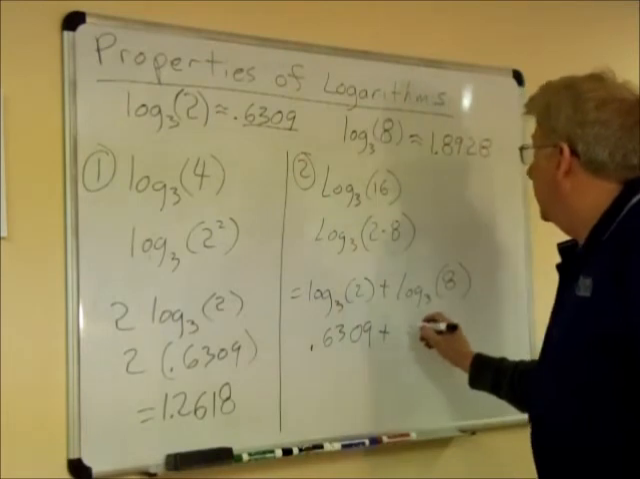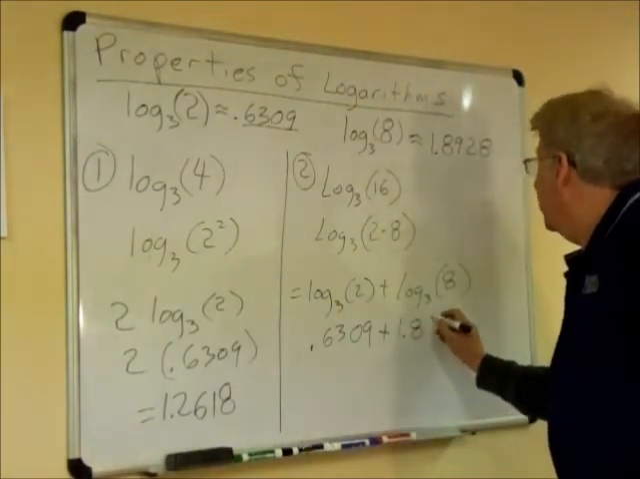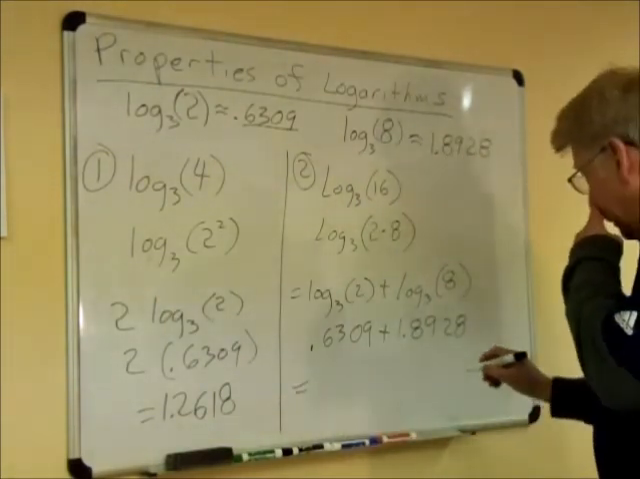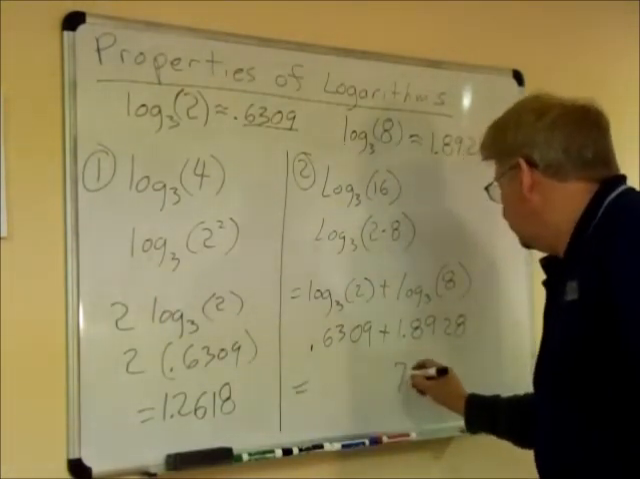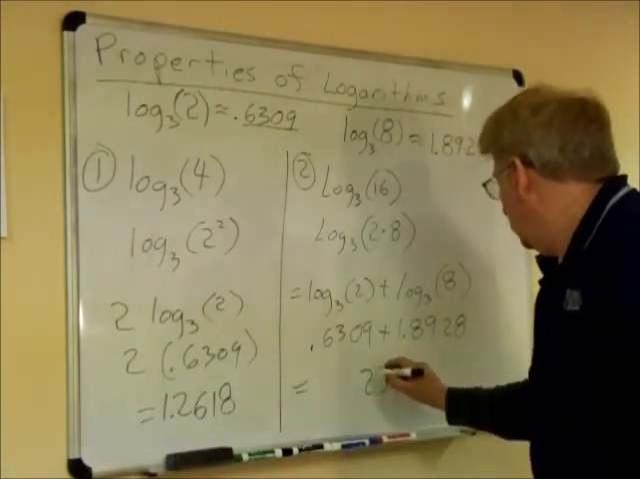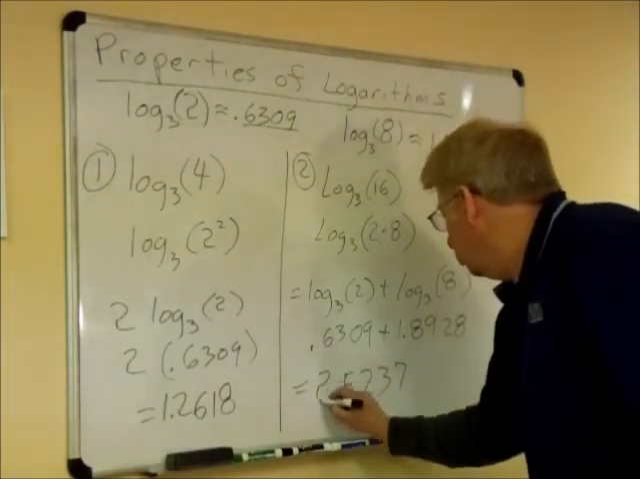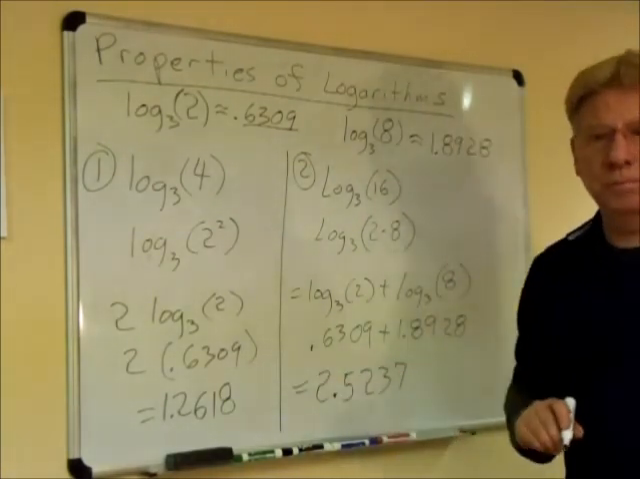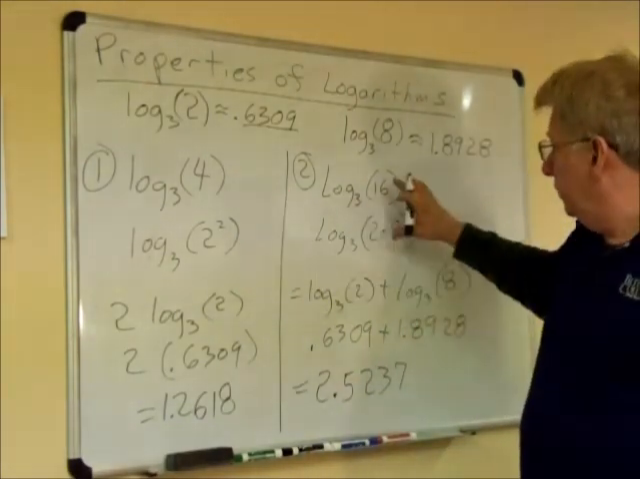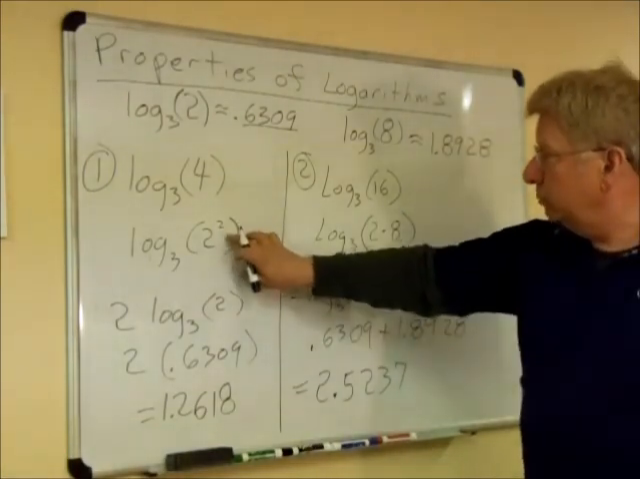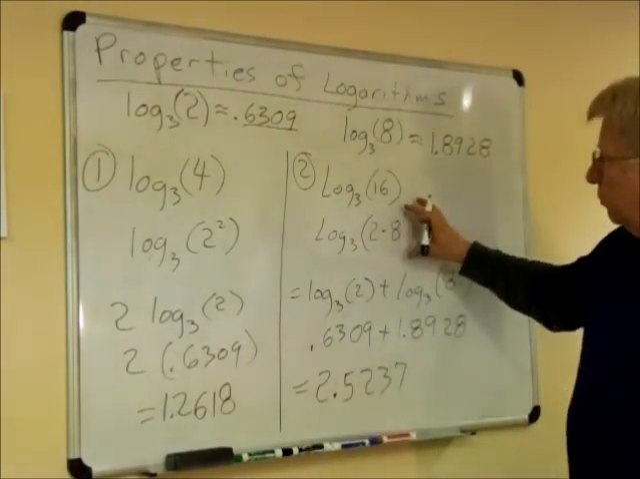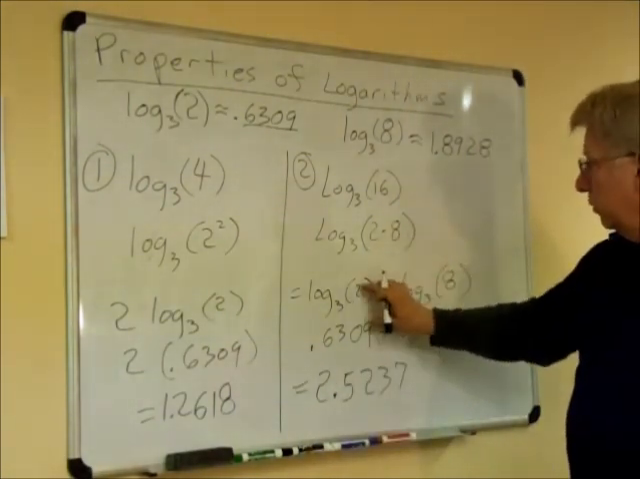0.6309 plus 1.8928. And when I add the two, what do I get? Well, let's see, 2.5237. So here's two examples where we're just manipulating numbers around. We have an exponent we take advantage of in the first one. We pull it to the outside. On the second one, we make it a product of two numbers, and then we take the log of each one.